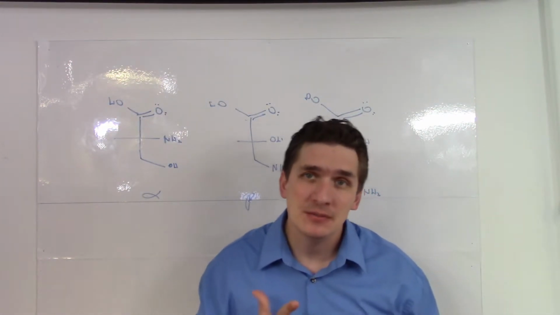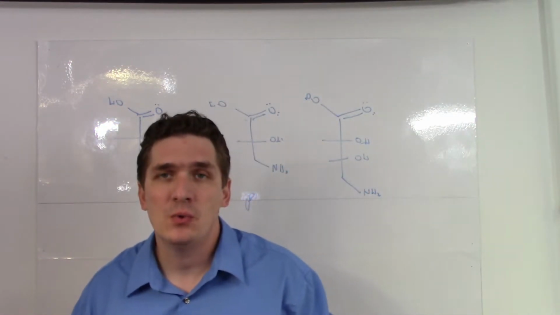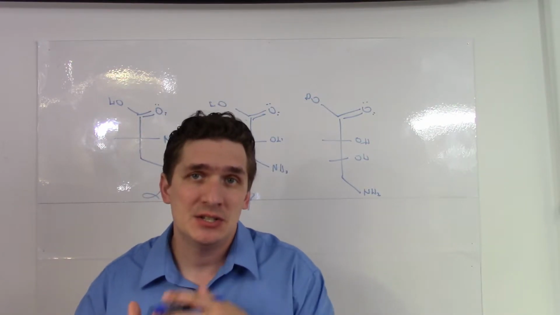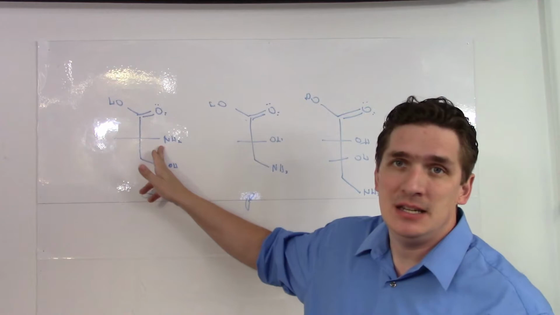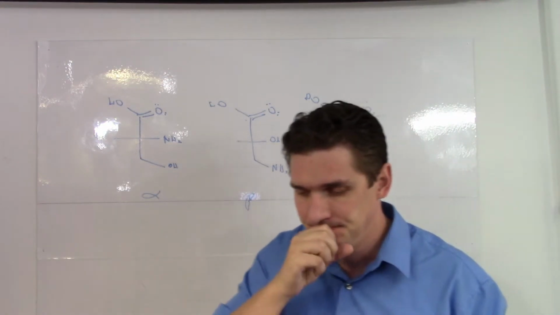Now, if we have an alpha amino acid, the one over here, that D and L that we used for sugars, whether the amine is on the right versus the left, that's still going to hold here. So in this case, this is D, whatever this amine is, and L if it's on the other side.